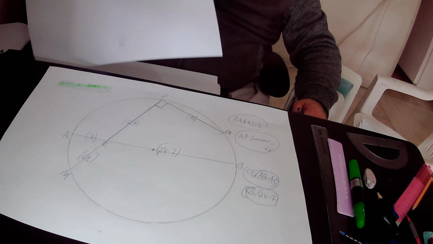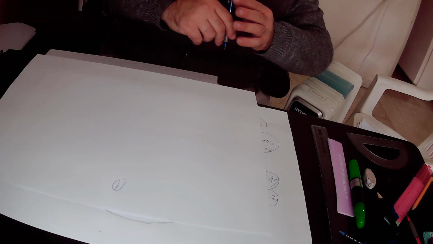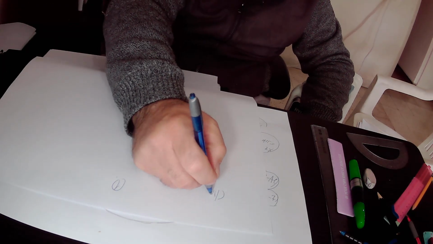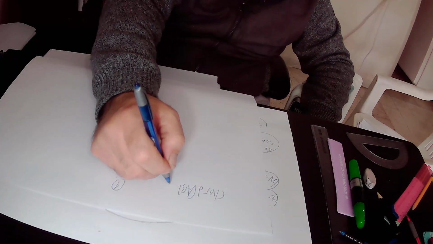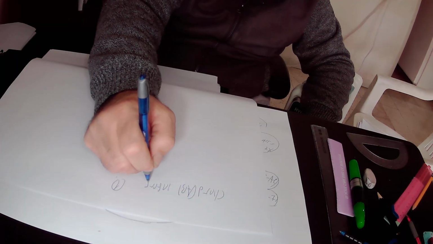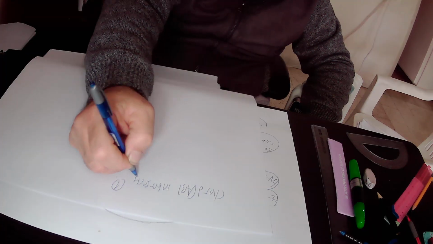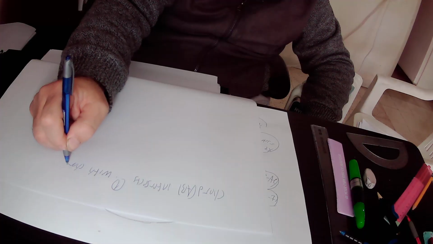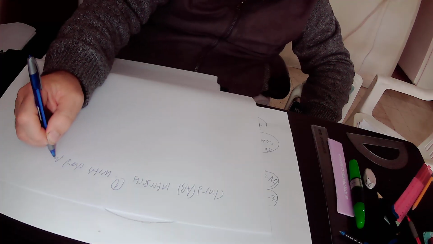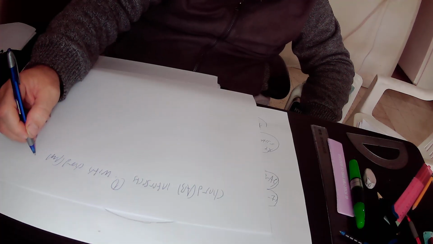So in our original drawing, chord AB intersects with chord PM at point C.